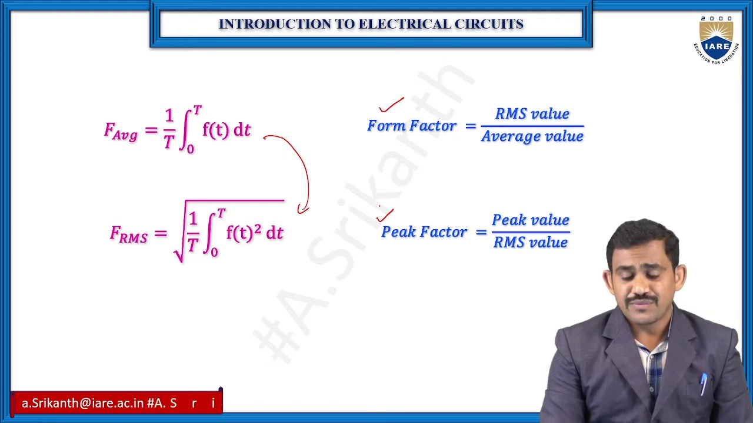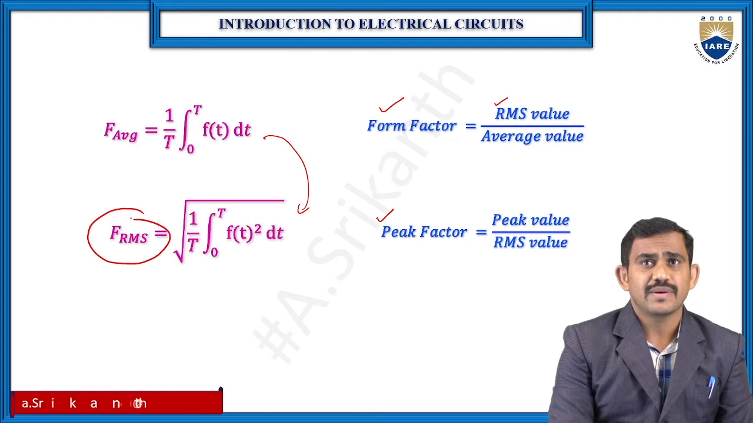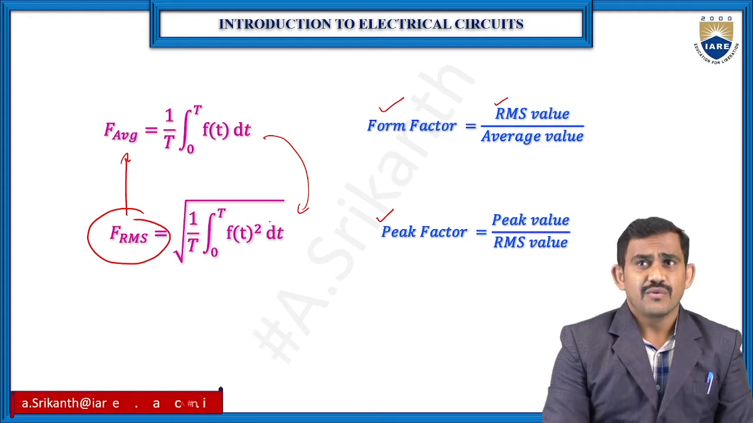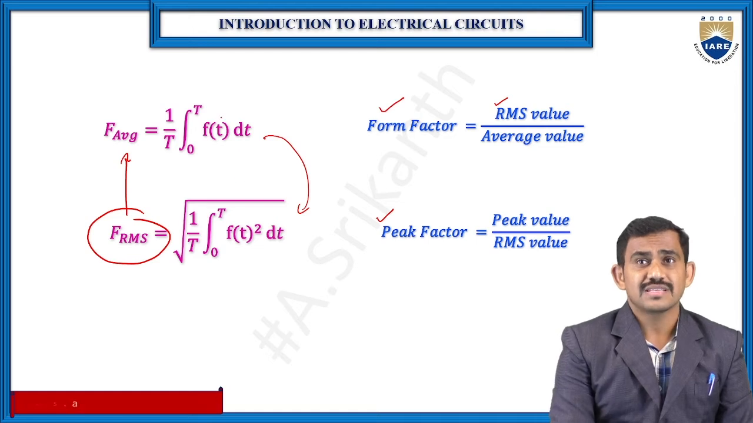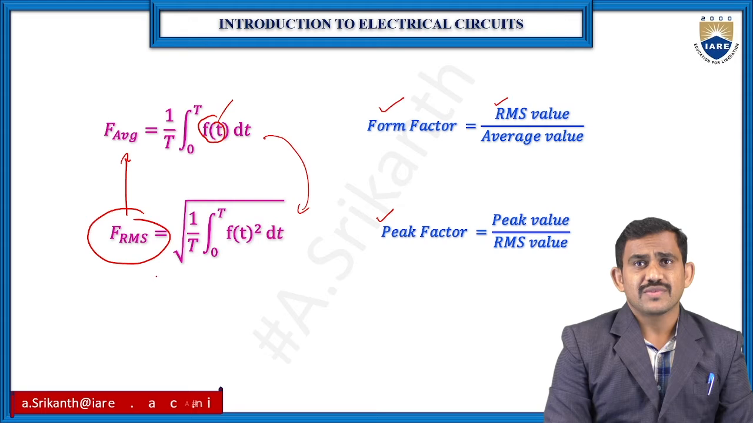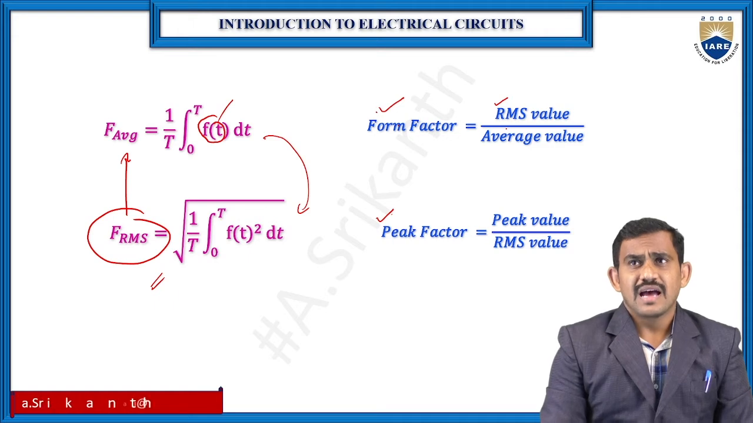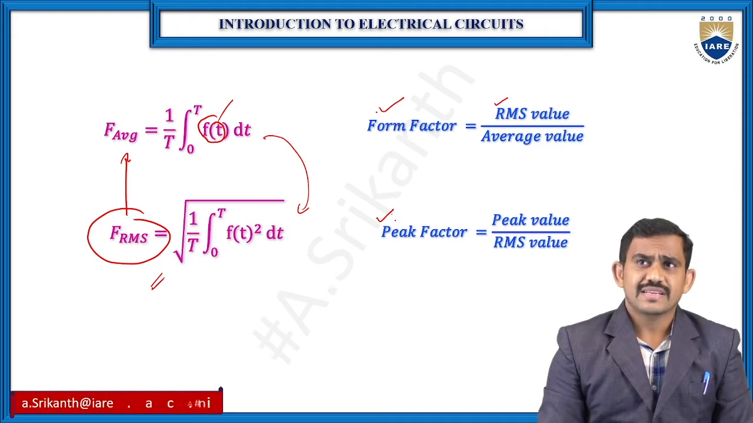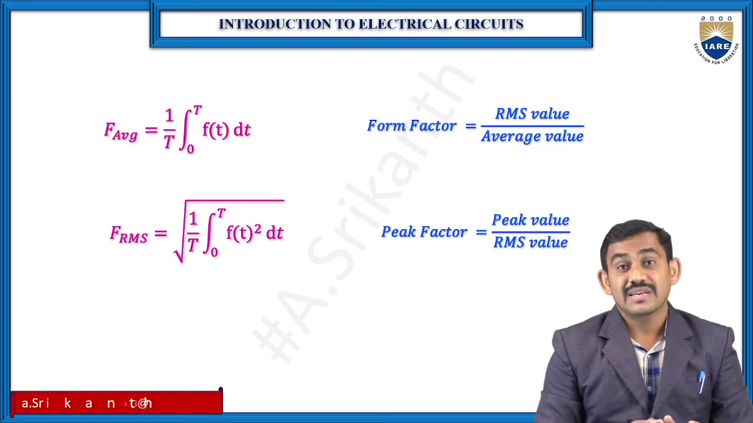The formula for form factor is the RMS value by the average value. Peak factor is the peak value by the RMS value. So form factor is RMS value by average value, and peak factor is peak value by RMS value. These are the formulas for some different periodic waves.